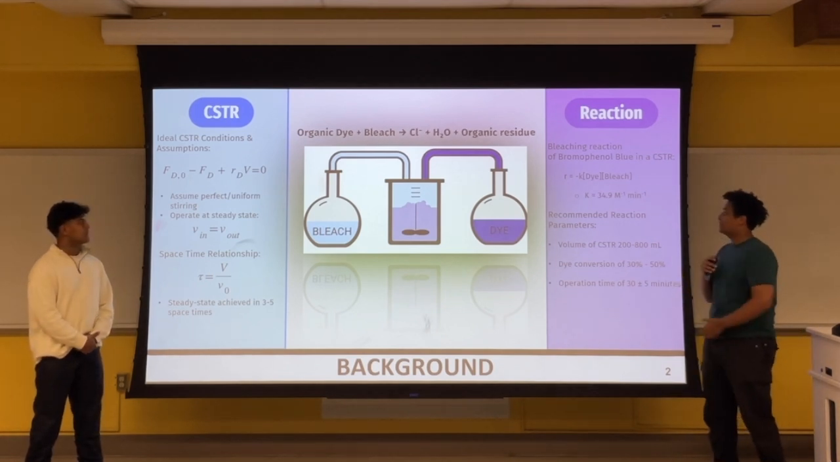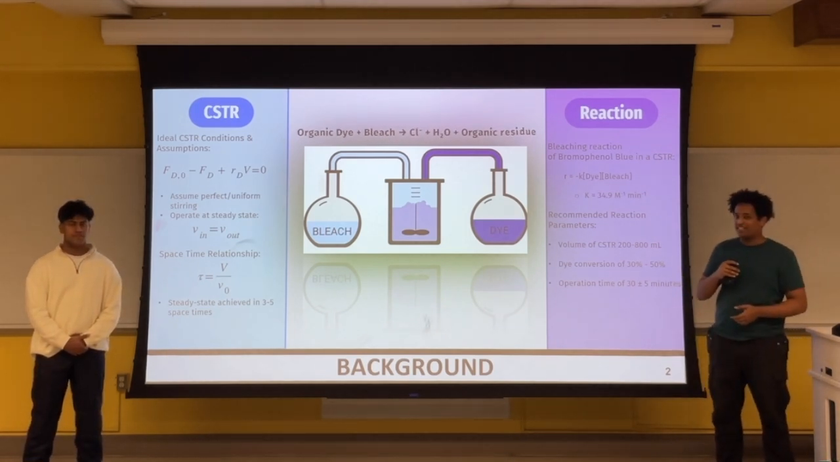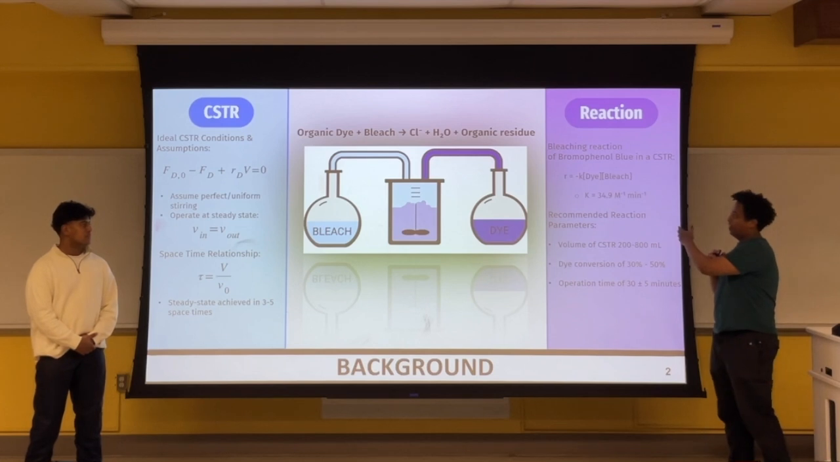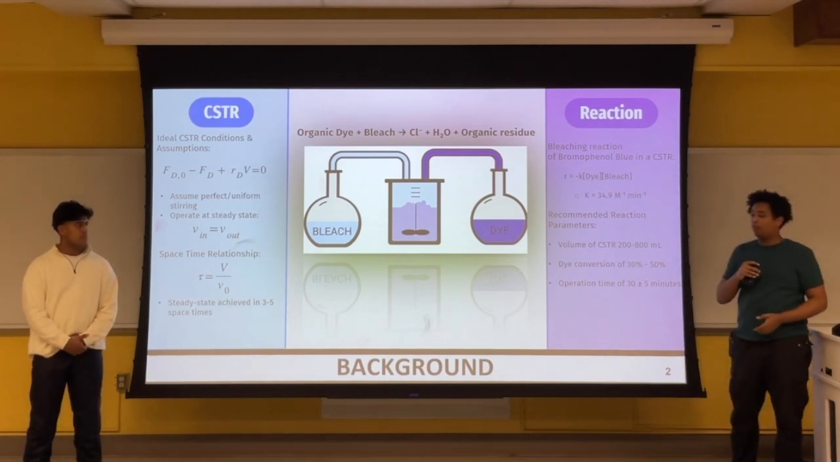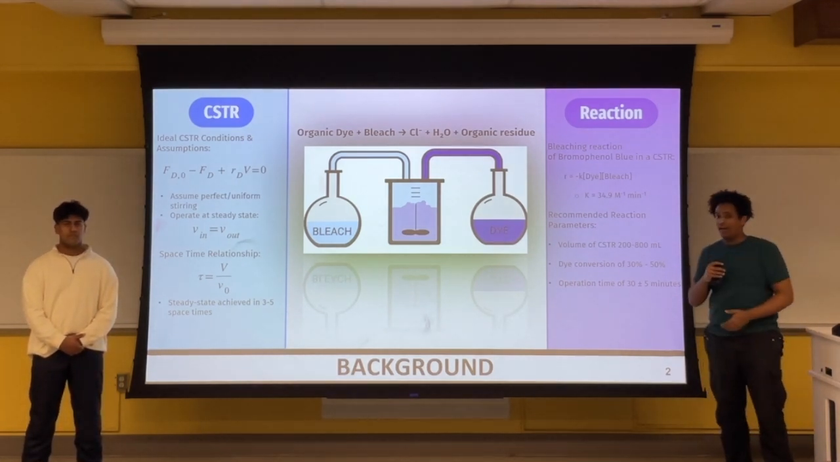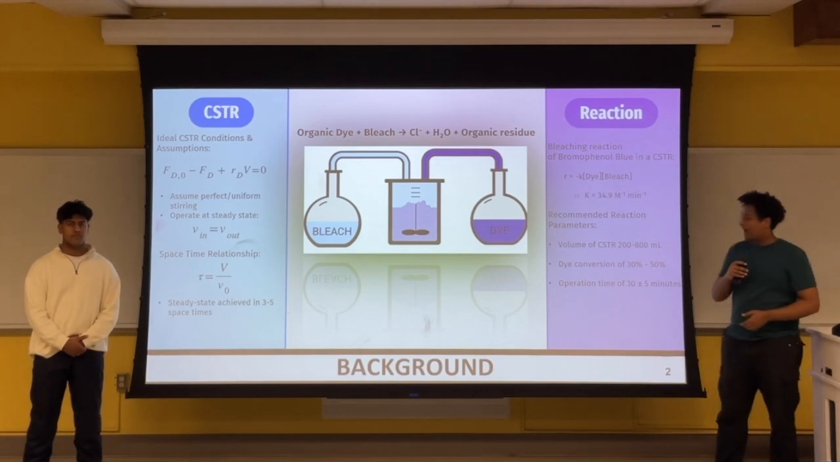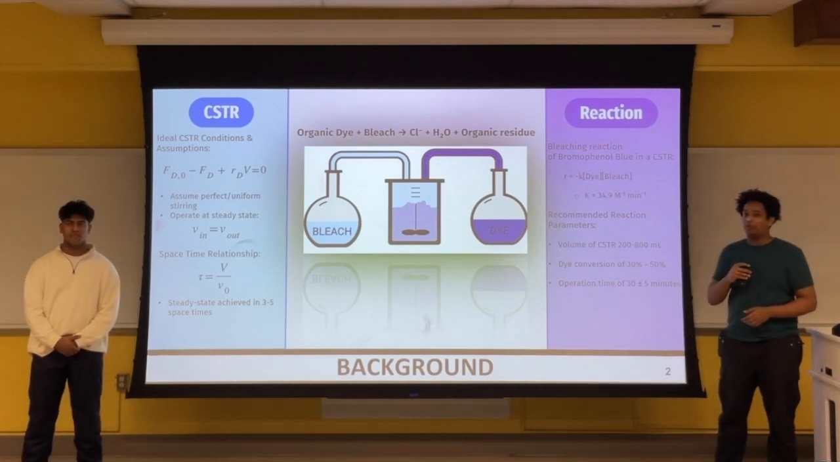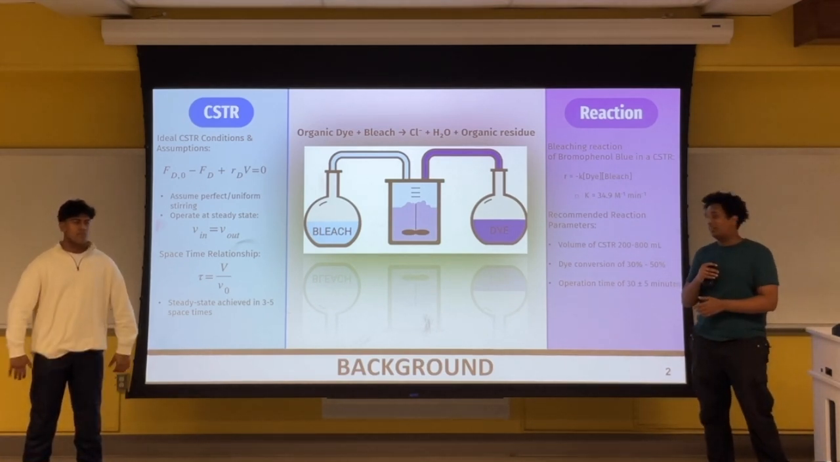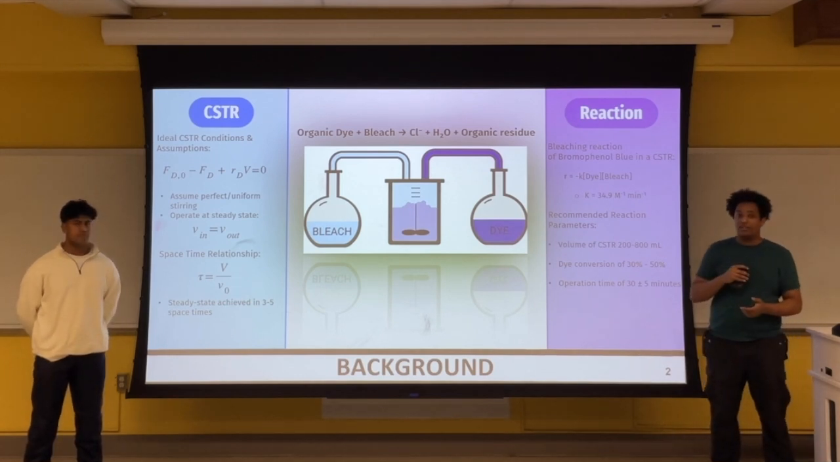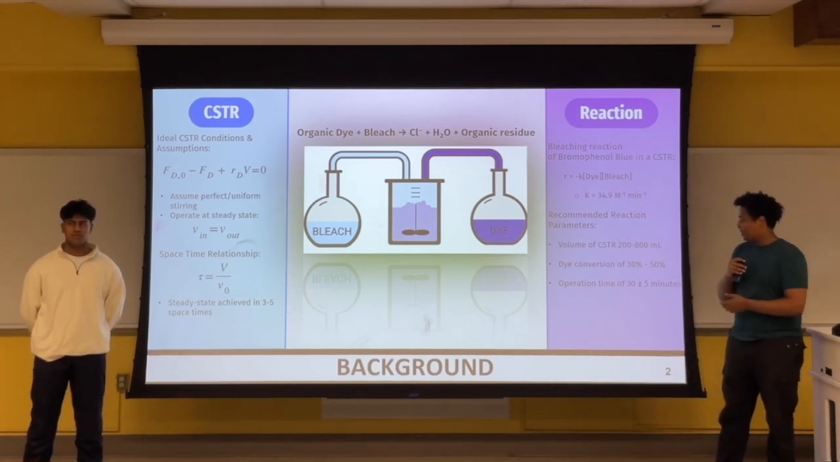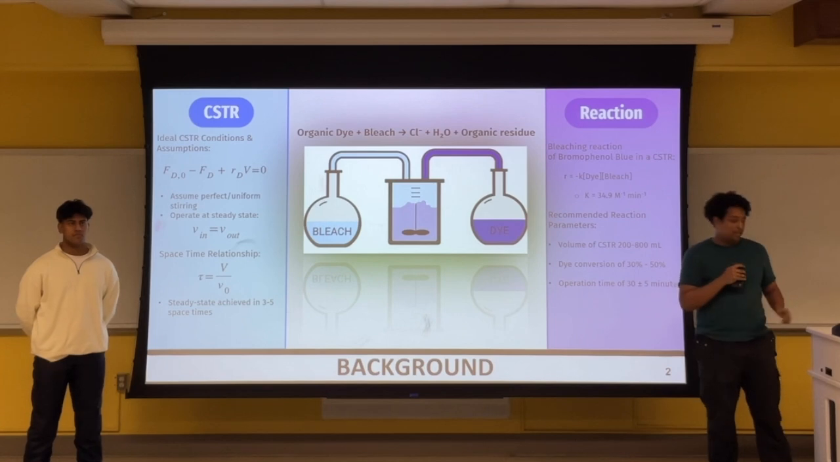Next, a little bit about our reaction. It's the bleaching reaction of bromophenol blue in a CSTR, and we discovered the rate law as shown here in our previous lab with a kinetic constant of 34.9. The recommended reaction parameters as per the lab manual were a volume of 200 to 800 milliliters, a dye conversion of 30 to 50%, and an operation time of 30 plus minus 5 minutes.